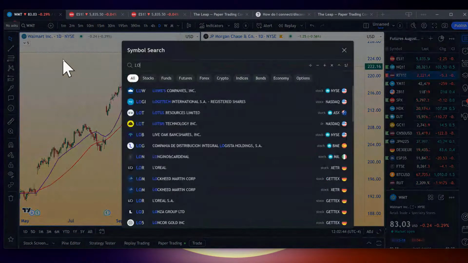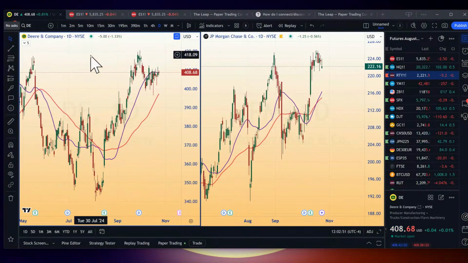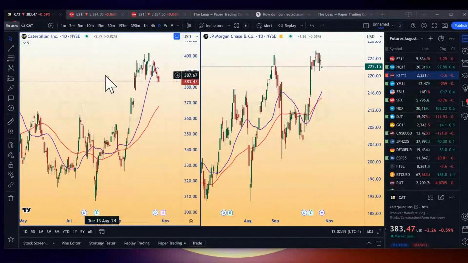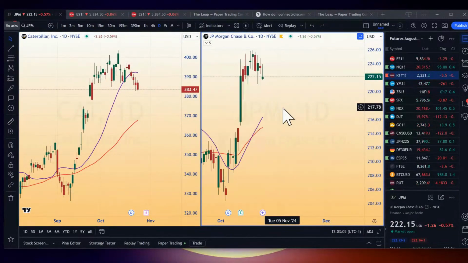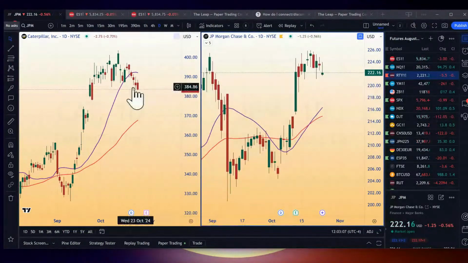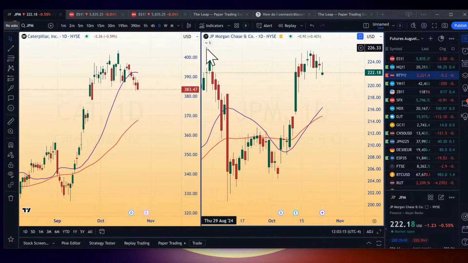So how about Lowe's? That to me is next. How about Deere? Oh, Deere, it just refuses to go even lower. How about Cat? Yeah, that's already doing. In fact, notice the chart of Caterpillar and the chart of JP Morgan. Caterpillar's under the 20, JP Morgan's way over it. So if I'm playing anything to the downside, I'm going to play the stocks that haven't gone to the 20 yet. So that's how I'm playing.